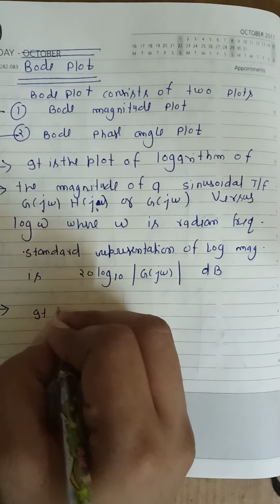So in the Bode plot we have the magnitude plot and the phase plot. With the help of the magnitude plot and the phase plot, we can define the phase crossover frequency, gain crossover frequency, gain margin, and phase margin. After that, with the help of gain margin and phase margin, or gain crossover frequency and phase crossover frequency, we can easily determine the stability of the system.